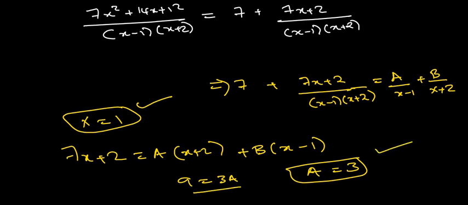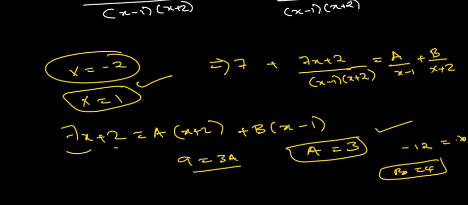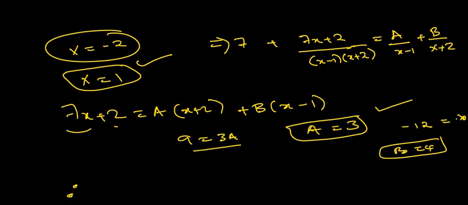Solve the second factor, which will give you x is equal to negative 2. Replace wherever there's x, put a negative 2. That's going to give us negative 2 by 7, which is negative 14 plus 2. That's negative 12. Then this side is negative 3B. So meaning B is just going to be 4. So this whole thing has been broken down. The answer will be 7 plus A, which was 3, over x minus 1, plus B, which was 4, over x plus 2.